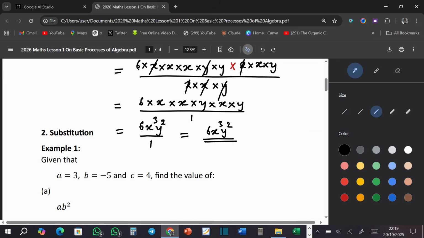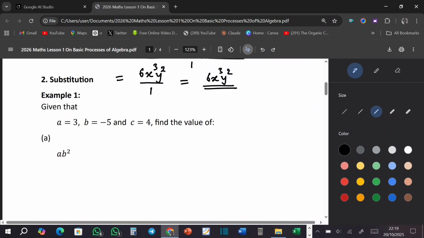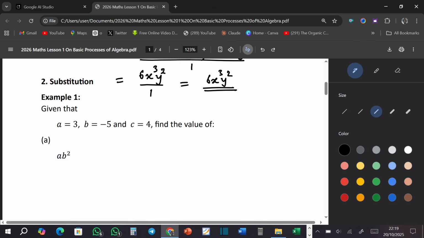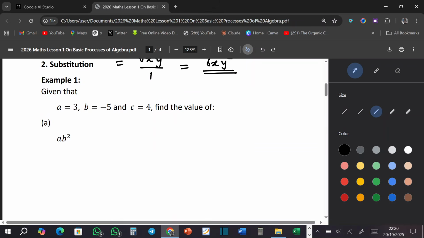Then we move on to question 2 on substitution. To substitute is to remove something and put something there, like players in a football match. One player is removed, another one is put there, is replaced. So I will look at an example of how a question on substitution can come.